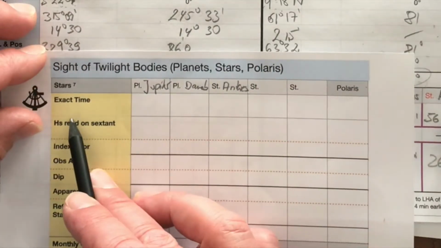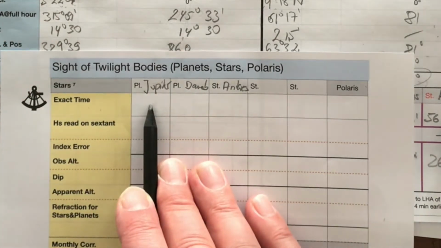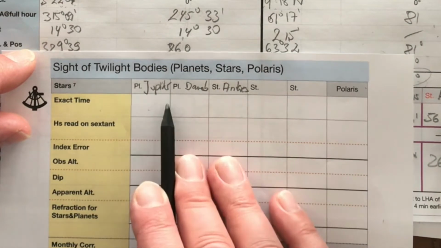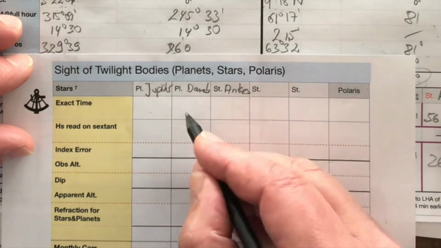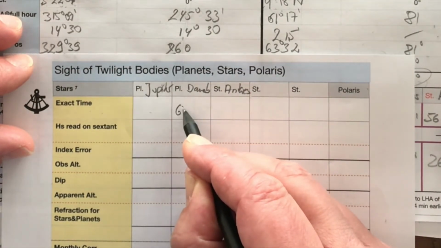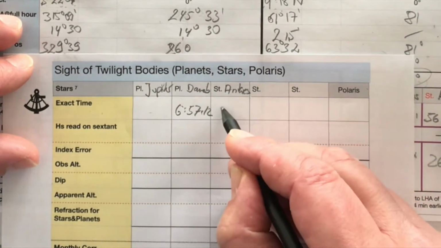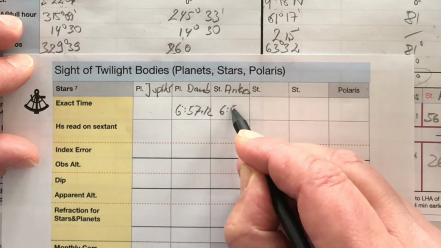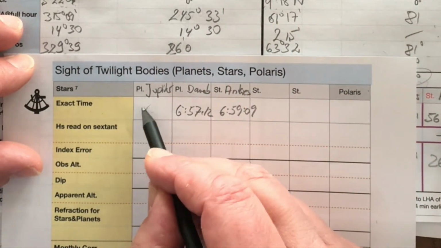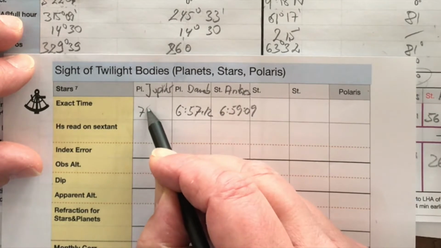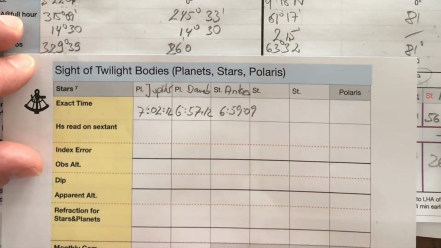What you write here is the exact time of the individual shots. So let's say that we started off with Deneb, and we left Jupiter to the end. So we have here at 6 o'clock 57 and 12 seconds. Then we shot the Antares at 6:59:09, and the Jupiter we were able to shoot a little bit later, so that was at 7 o'clock and 2 minutes past 7 o'clock and 12 seconds here as well.